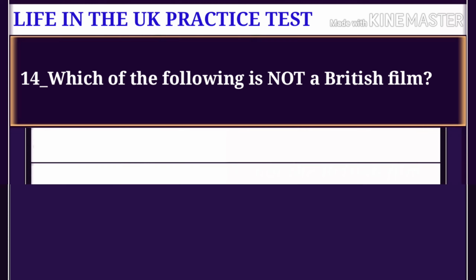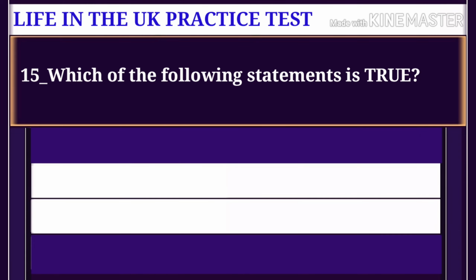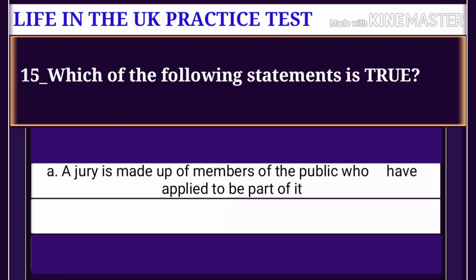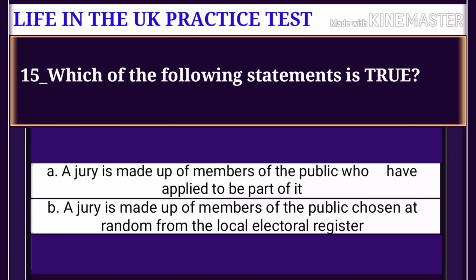Life in the UK practice test. Question 15 of 24. Which of the following statements is true? A. A jury is made up of members of the public who have applied to be part of it. B. A jury is made up of members of the public chosen at random from the local electoral register. The correct answer is B. A jury is made up of members of the public chosen at random from the local electoral register.